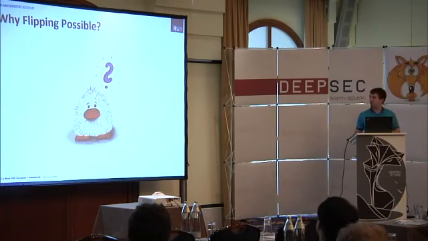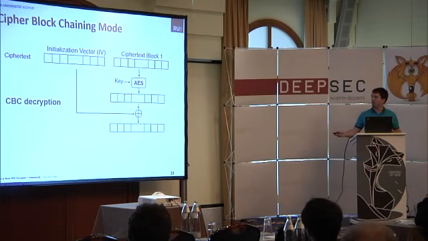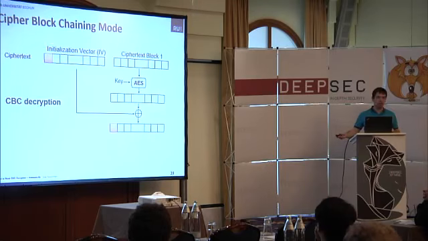This is because of AES-CBC, cipher block chaining mode of operation. So imagine we have a cipher block chaining mode of operation. We have an initialization vector. This is how decryption works, and the ciphertext block. The ciphertext block goes to the AES function, and the initialization vector goes directly to the XOR function. So if we flip a bit in the initialization vector, this goes directly to the XOR function, and we flip also a bit in the plaintext. This is why we can flip bits in plaintext.